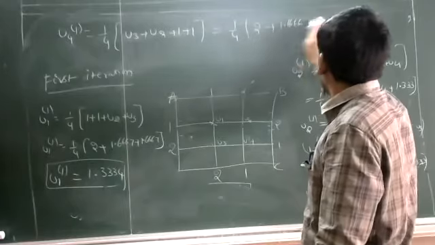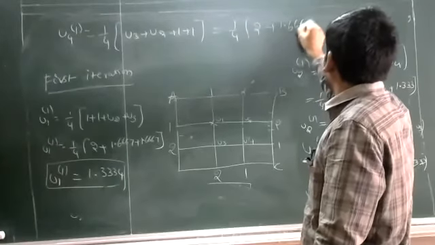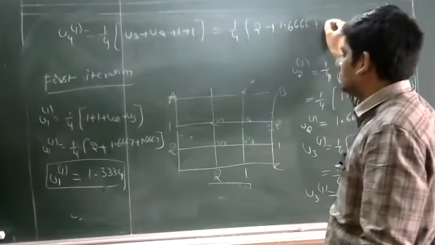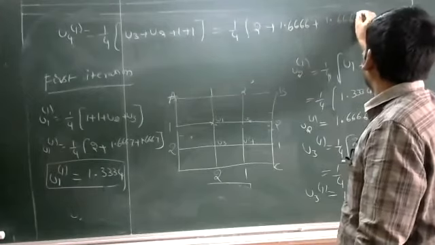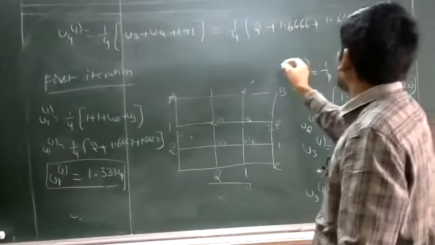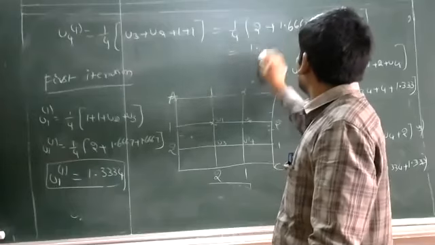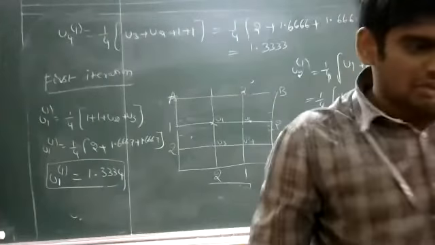1.6666. u3 is the fresh value. Right? What is u2? 1.6666. Same. Yes sir. So that is equal to 1.33. 1.3333. Yes, very good. 1.3333.